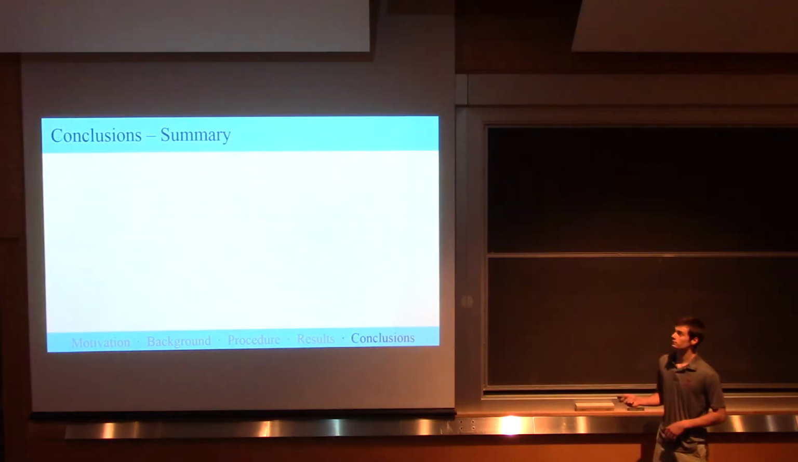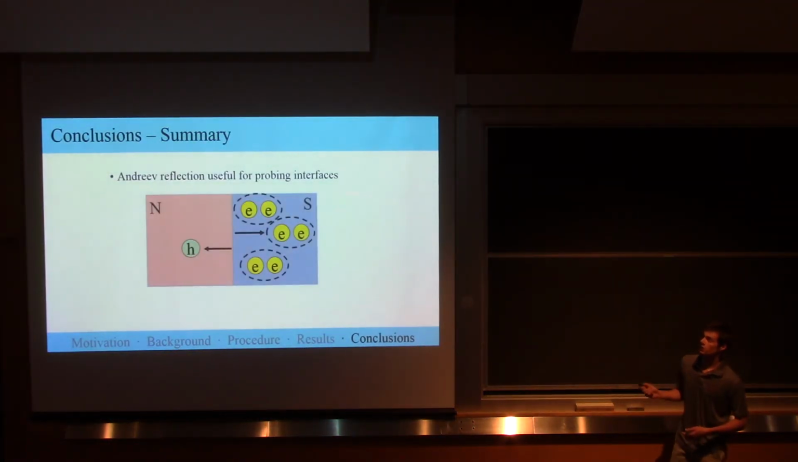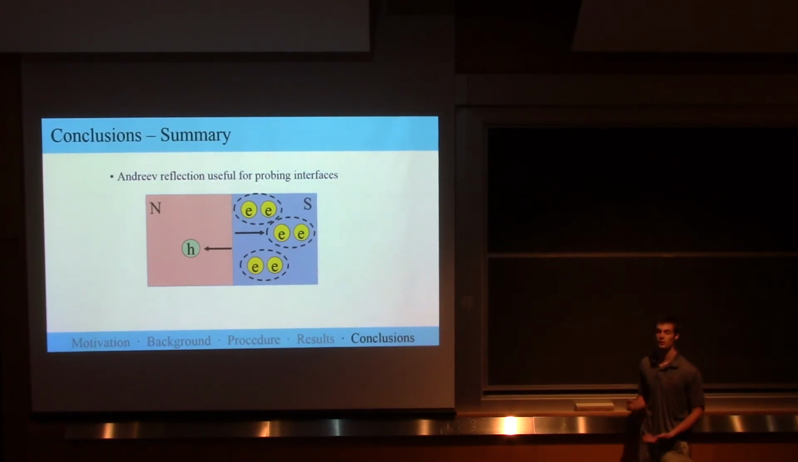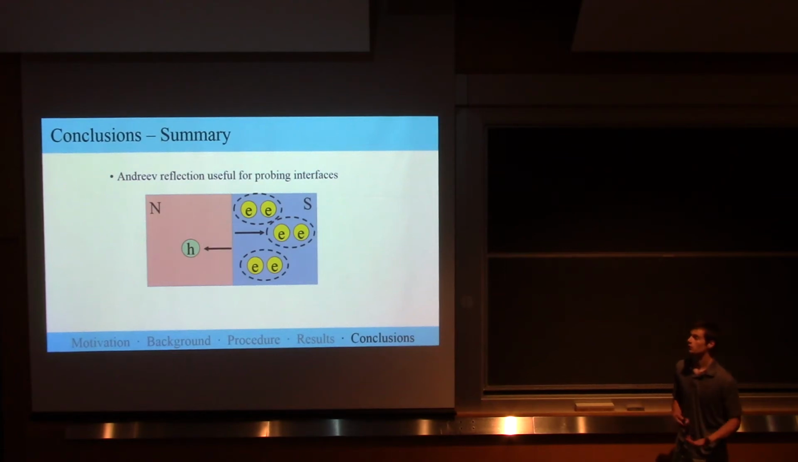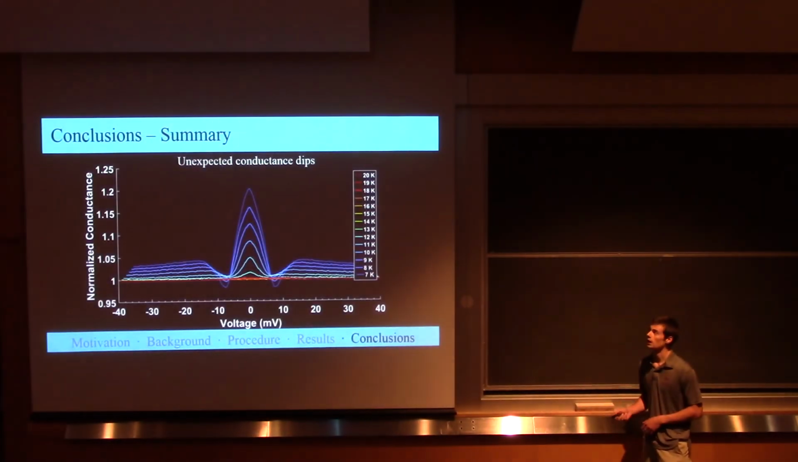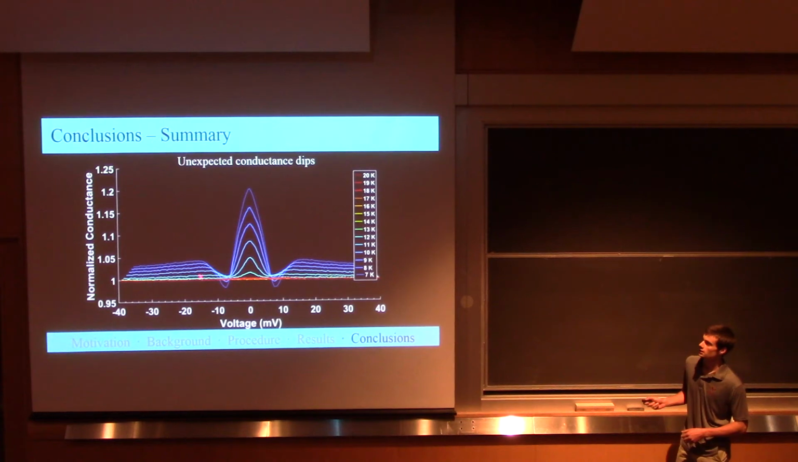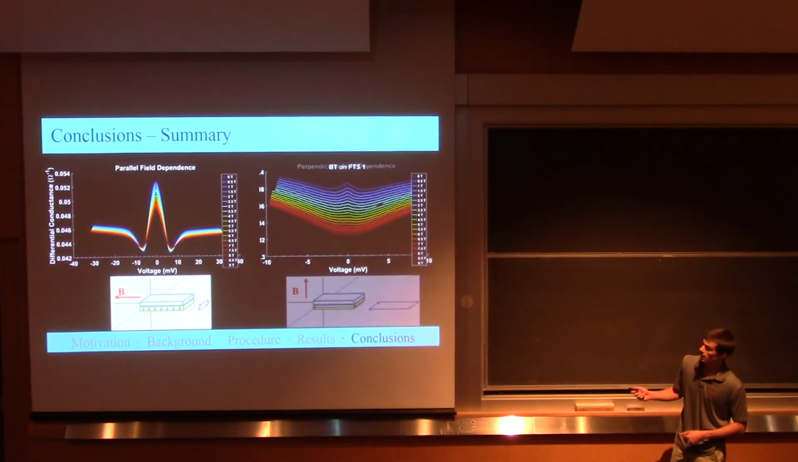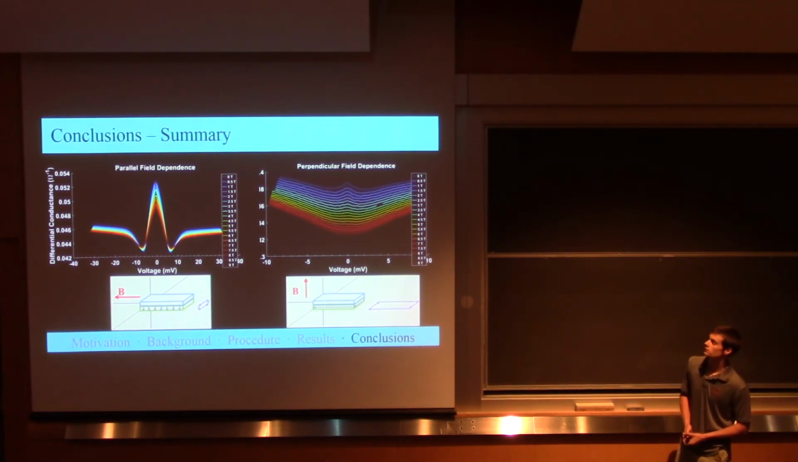So to conclude, we have this tool called Andreev reflection that we can use to probe interfaces and see if anything is happening here. And if the materials are talking to each other at this interface, then hopefully we can utilize that for quantum computing purposes. We saw these unexpected conductance dips and the temperature dependence. And we saw this reversed field dependence compared to what we were expecting.